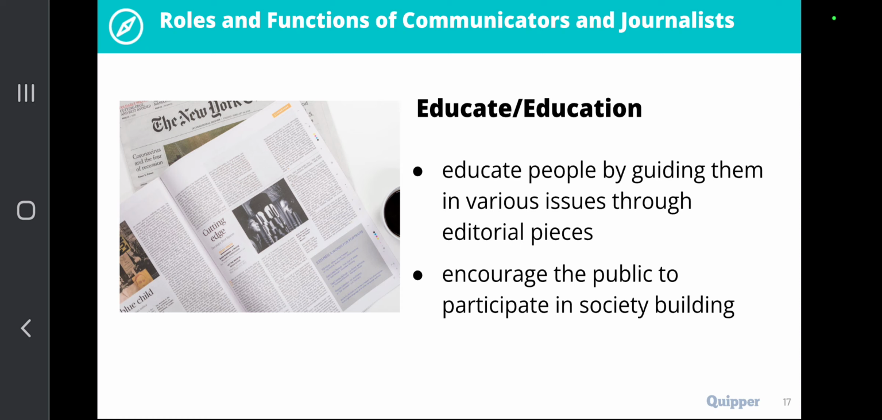That is why it is very important that there is a continuous process of education. Whether you are already a professional or you are still in your teen years, there must always be continuation of education because it is vital. I'm not saying that it provides food per se, but it is vital, right, to how we are going to come up with critical thinking and proactive participation. So that's one role and function of communicators and journalists: to provide education and to educate people.